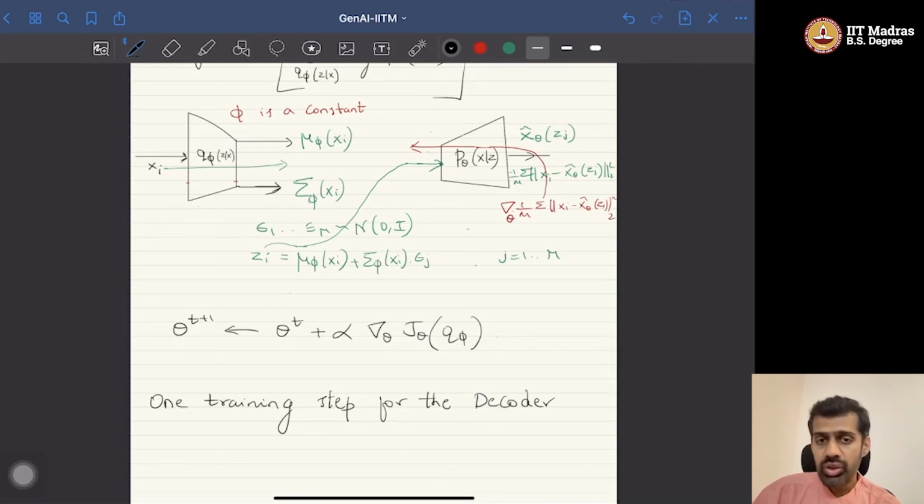In the next module, we will see how to use a trained VAE for sampling, or rather data generation, using it as a generative model, and also for posterior inference, or getting the embeddings or features extracted from data. We will see that in the next module. Thank you.